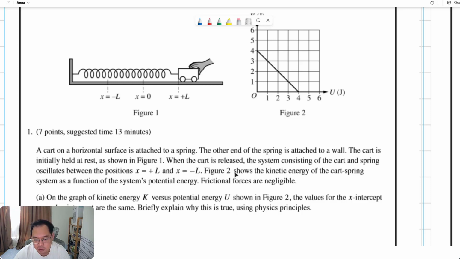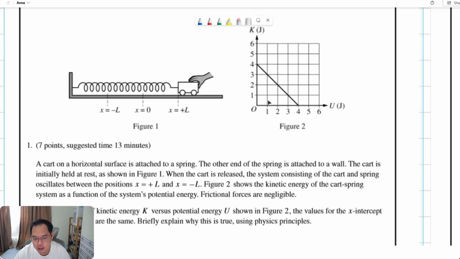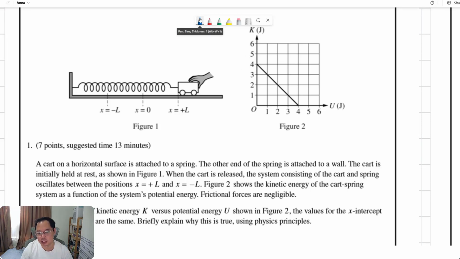negative L. Figure 2 shows the kinetic energy of the cart-spring system as a function of the system's potential energy. So we have a linear relationship, which can be expressed as y equals mx plus c, where m is the slope, which must be a negative value because the line is going down, and c is the y-intercept, which is 4 joules.